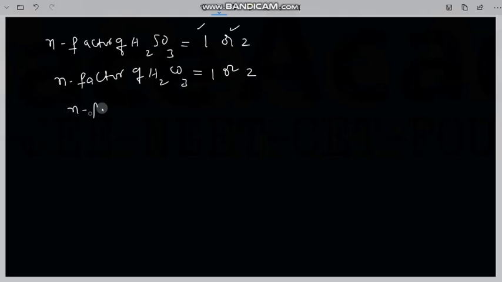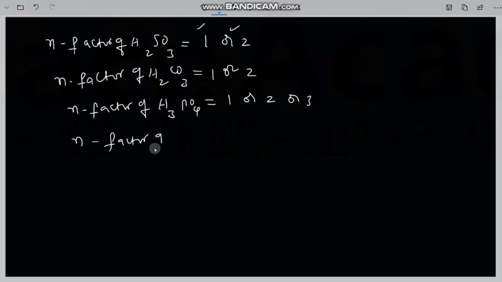Let us move on to another example. We have the n factor of phosphoric acid, H3PO4, that may be 1 or 2 or 3. This also depends on the number of replaceable hydrogens. And moving on, another example is the n factor of orthophosphorous acid, H3PO3.